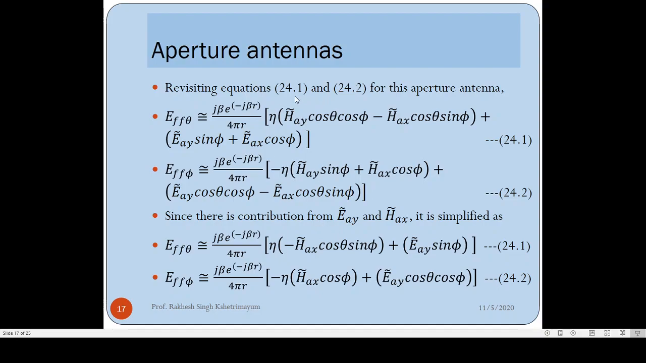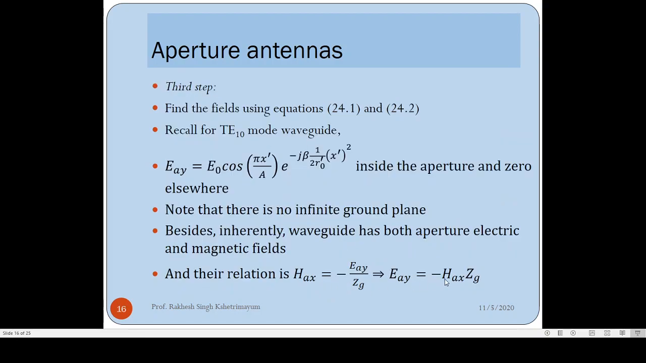So this was the relation we have for equations 24.1 and 24.2. Now we want to simplify and modify this relation for the horn antenna case we are considering. Here you have only EAY and SAX, since we have considered the dominant T10 mode. So in that case, SAY will be 0 and EAX will be 0. So we can simplify equations 24.1 and 24.2 like this. We'll have only two terms here. And we also have this relation here: EAY is minus SAX ZG.